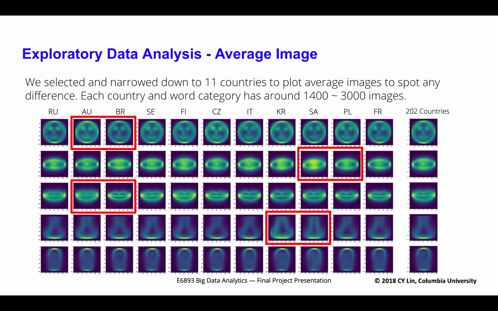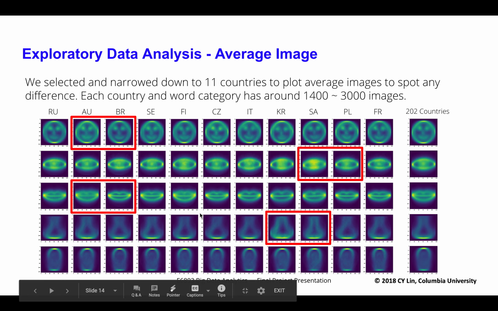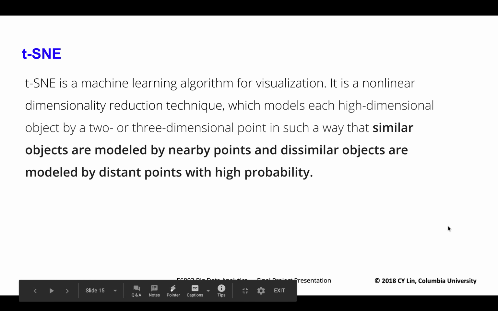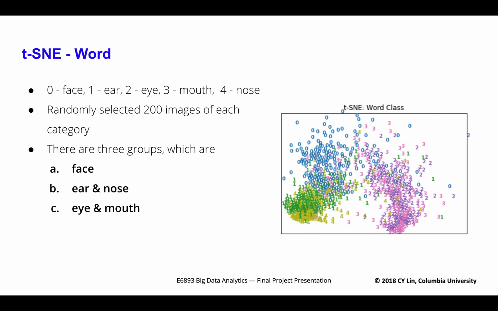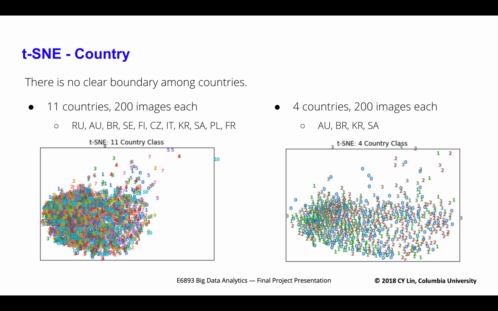So we further plot the average image for 11 selected countries to see if there's any difference in terms of the average image. And we can actually see notable differences like this one and here, and the nose and eyes or mouth. So we further apply t-SNE, which is a machine learning algorithm for visualizing high-dimensional data. And for the word category, we can see that there are three groups, which are face, ear and nose, and eye and mouth. However, for country, there are no clear boundaries among countries, whether for 11 countries or 4 countries.